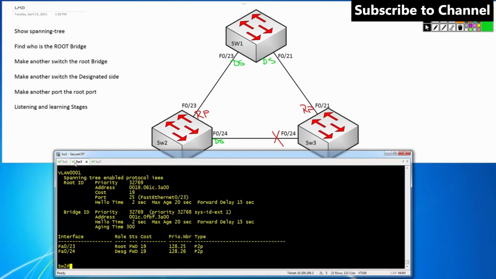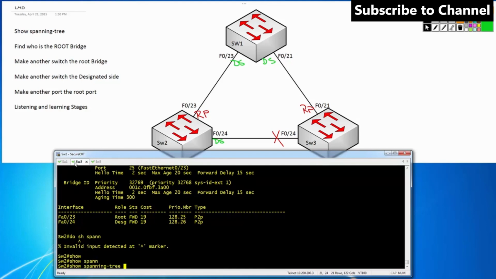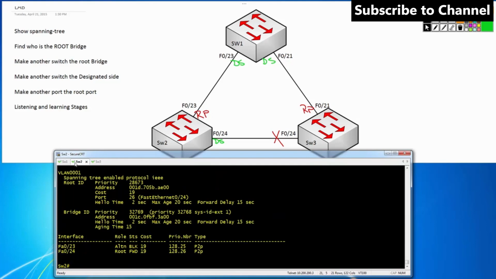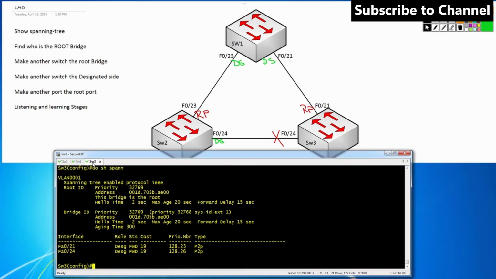So who now has the blocking port? Let's go over to switch 2, do show spanning tree. Don't need to do command when I'm in privileged exec mode. Now, switch 2 is the one that has the blocking port, which is Fa0/23 going to switch 1. So now switch 1 is the designated port. So let's go ahead and take this command off with the spanning tree priority, and let's take a look at our spanning tree.